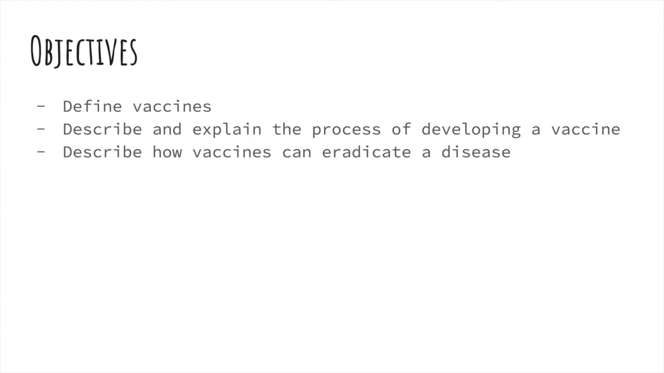Okay, so we need to define vaccines, look at the process of developing a vaccine, and then how we can eradicate diseases using them. Last time I taught this lesson, we had some good laughs about people who are anti-vaccines and how silly it all is. Those people have gone awfully quiet at the moment, as we all are relying on people to develop a vaccine to save us all.